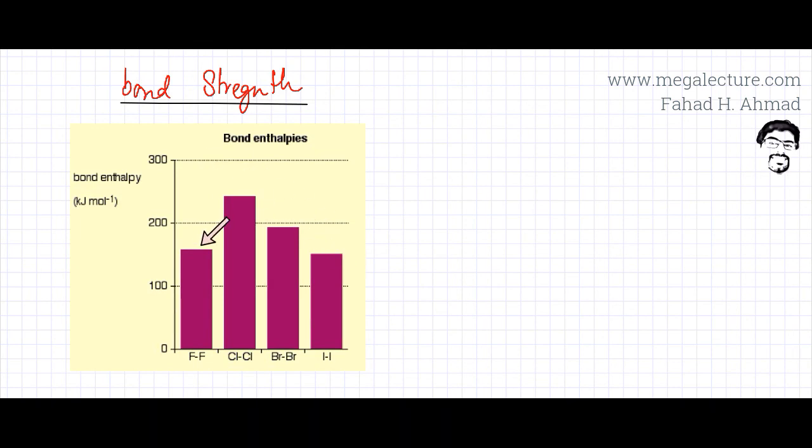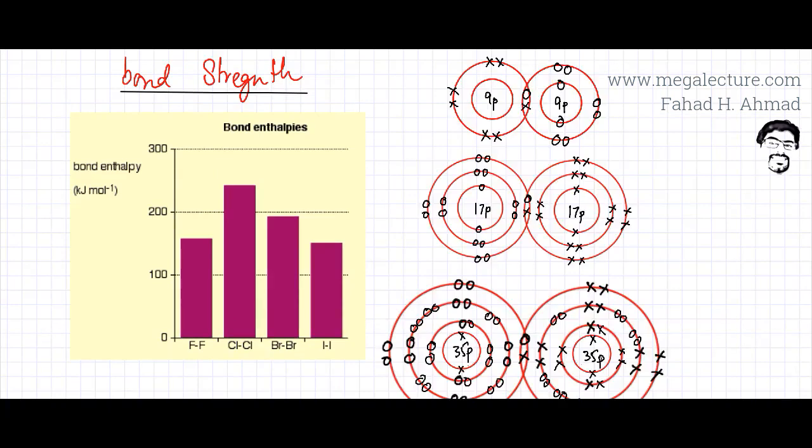But fluorine over here is not following the trend, and it has a weaker bond compared to all the others. Now I've drawn the diatomic molecules. This is a fluorine molecule, F2. This one over here is a Cl2 molecule. Its bonding is also shown. And this one over here is a bromine molecule.